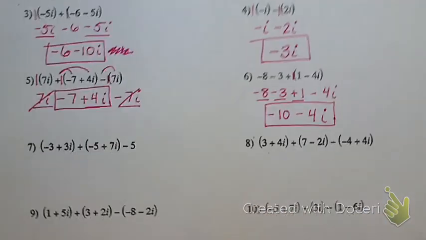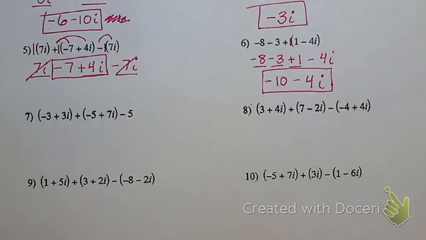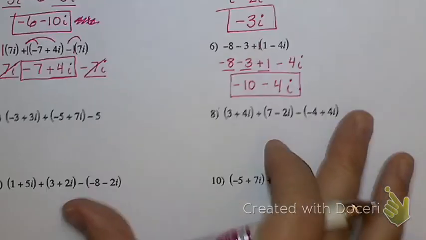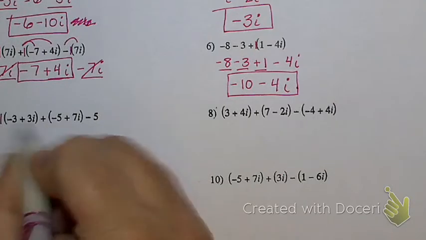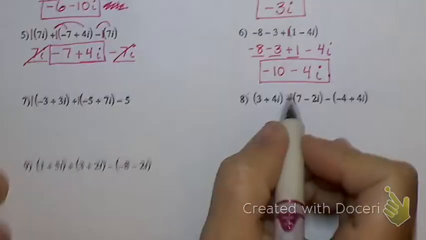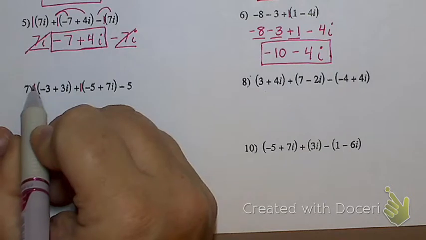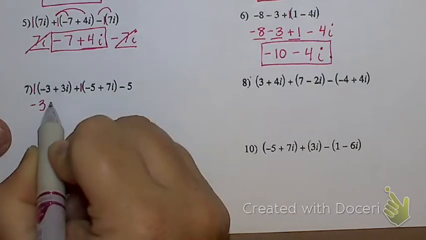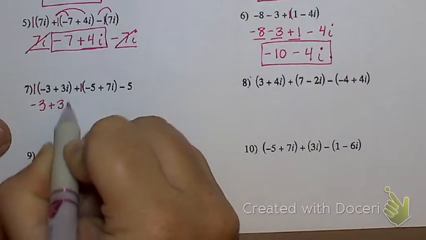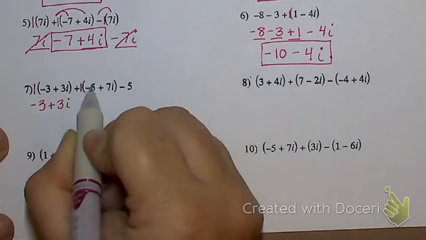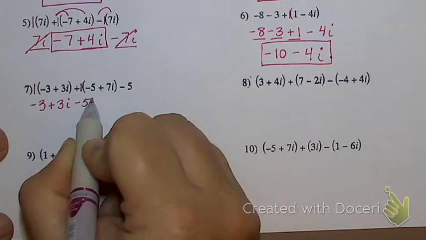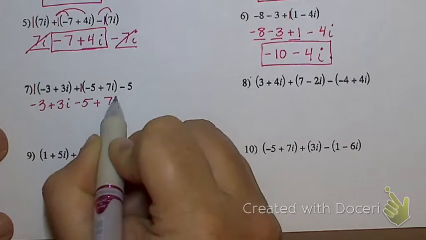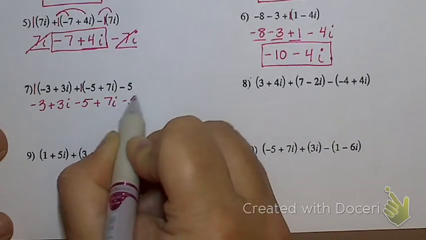All right, you take a minute and work through the last 4. All right, I'm going to start slowly working on number 7 here. Putting 1s in front of my parentheses. 1 times negative 3 is negative 3. 1 times 3i is 3i. 1 times negative 5 is negative 5. 1 times 7i is 7i. And then I have a minus 5.